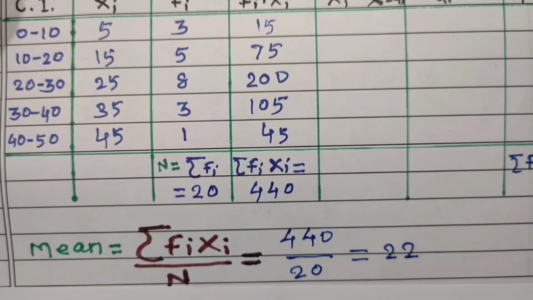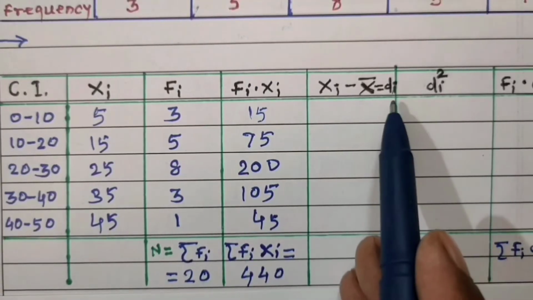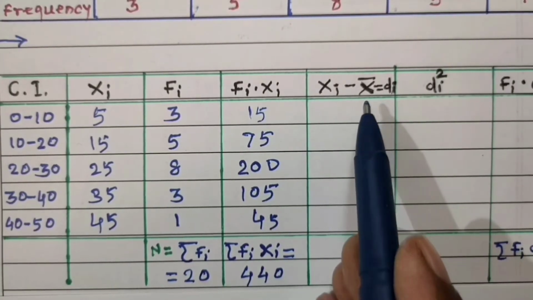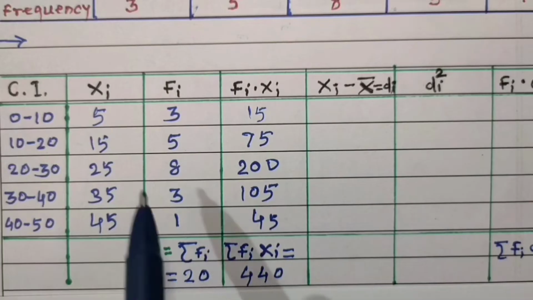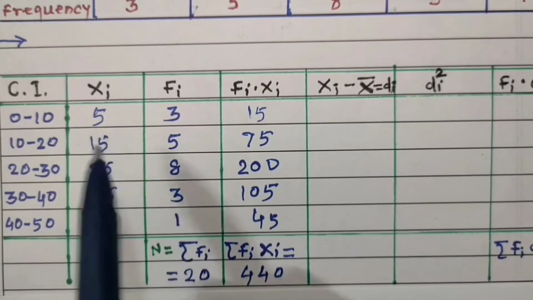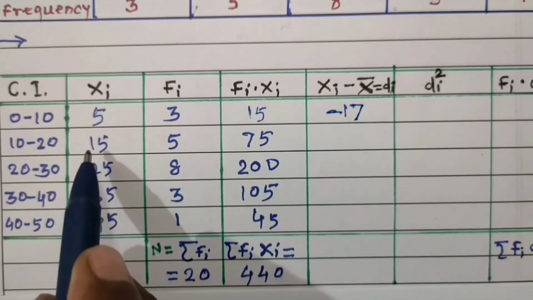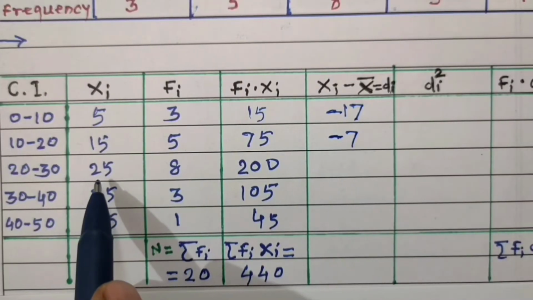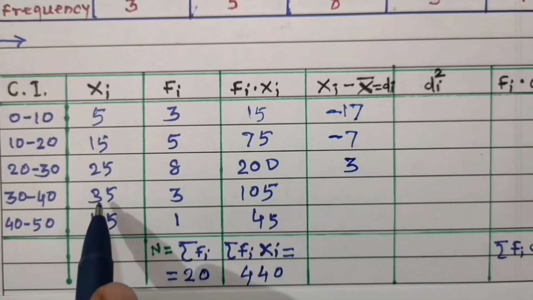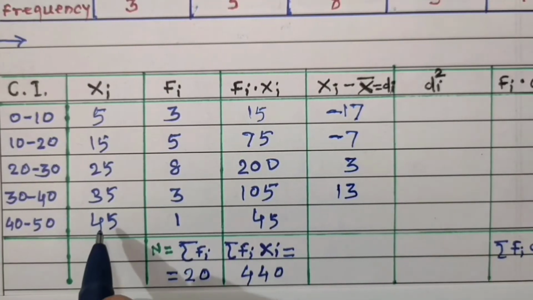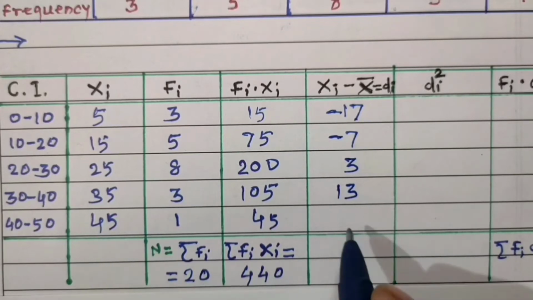Okay, this is the mean. Now we have to complete the next column of the table. So di is equal to xi minus x bar. Here x bar is 22. We have to subtract 22 from each value of this column. So 5 minus 22 is equal to minus 17. 15 minus 22 is equal to minus 7. 25 minus 22 is equal to 3. 35 minus 22 is equal to 13. And 45 minus 22 is equal to 23.